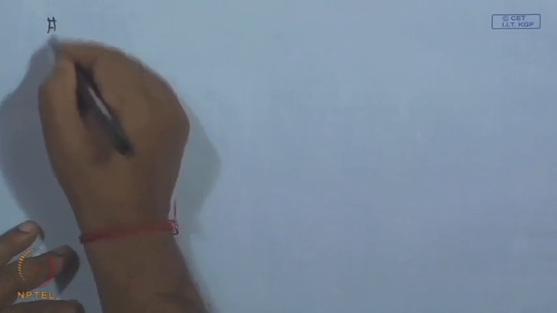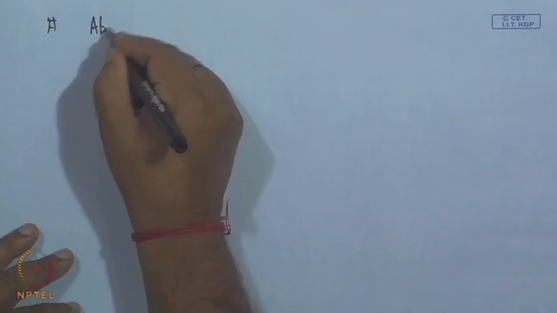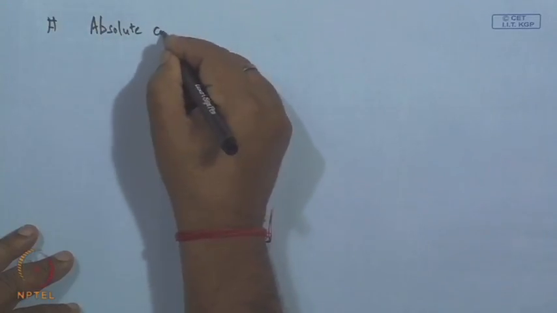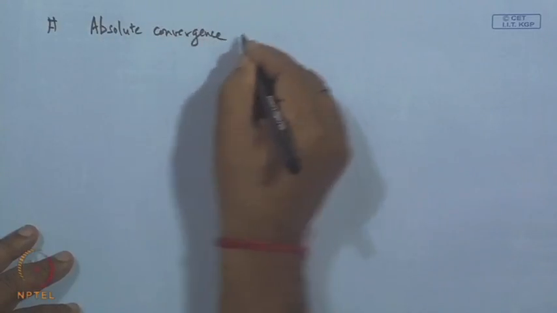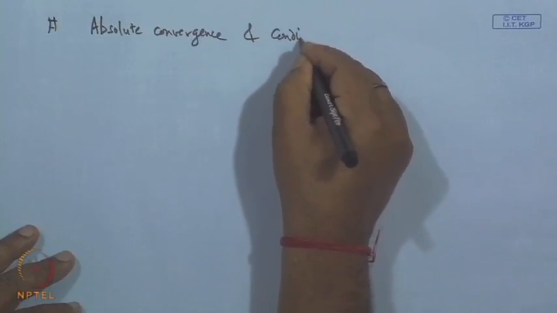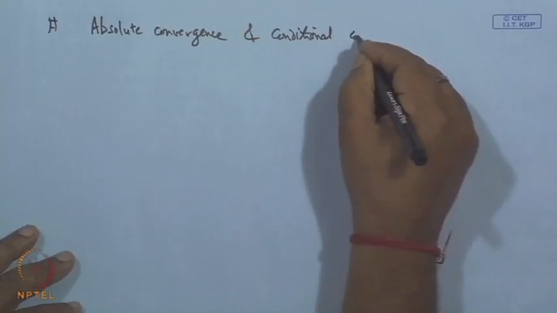In this lecture, we will discuss a few results related to absolutely and conditionally convergent series, which are very much helpful. There are also a few more tests which we will discuss after the concept of absolute convergence and conditional convergence. So, let us take absolute convergence and conditional convergence.